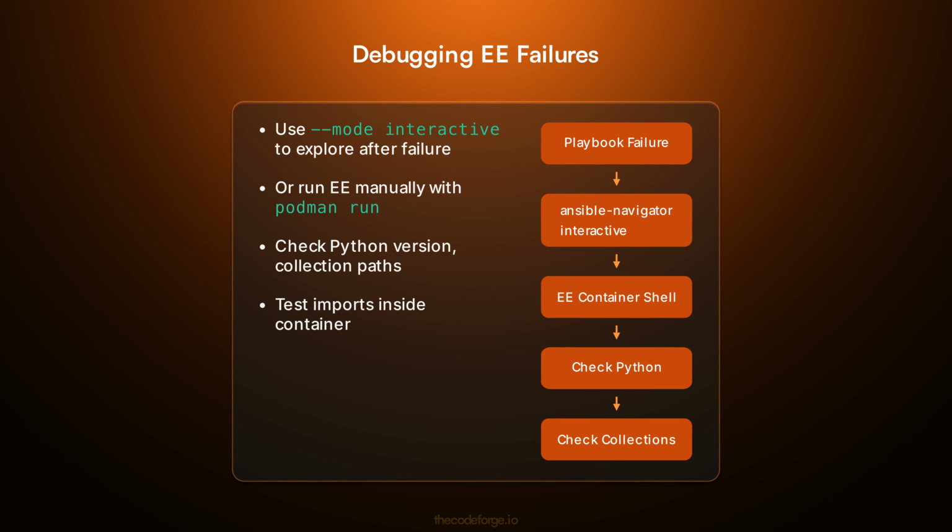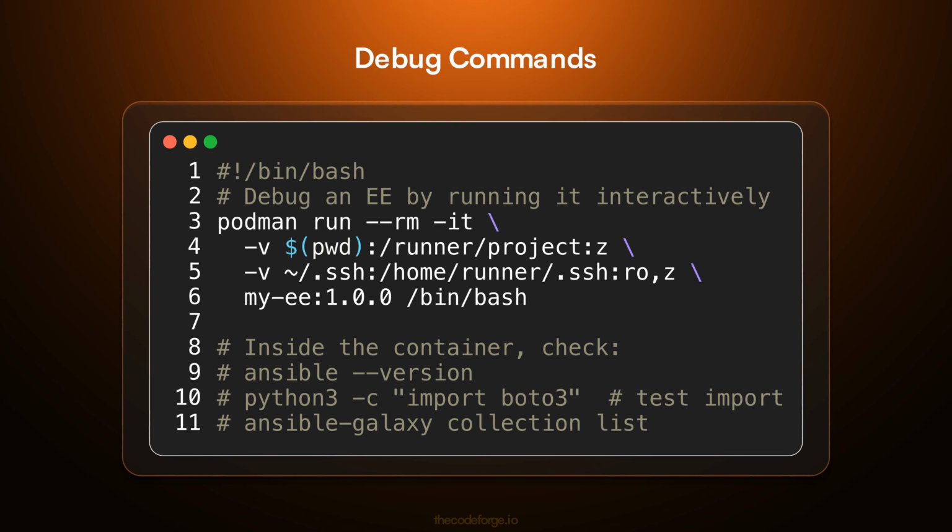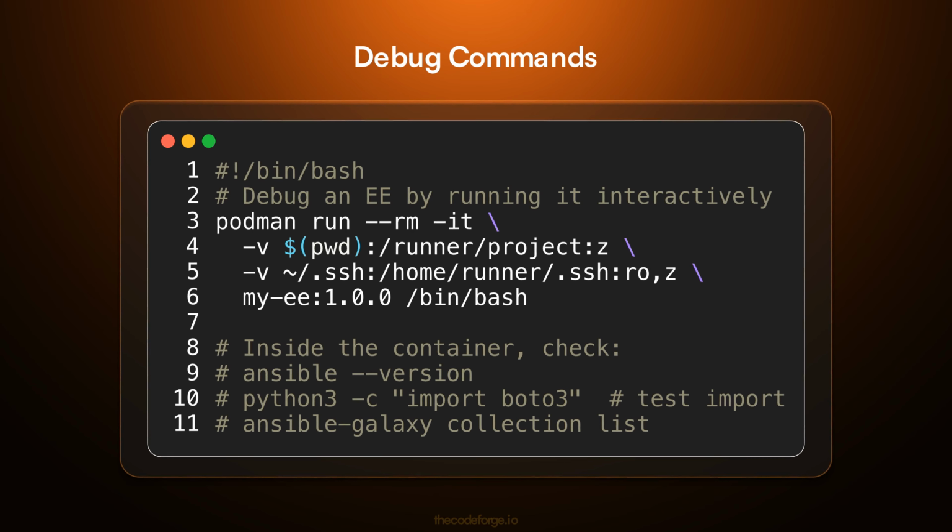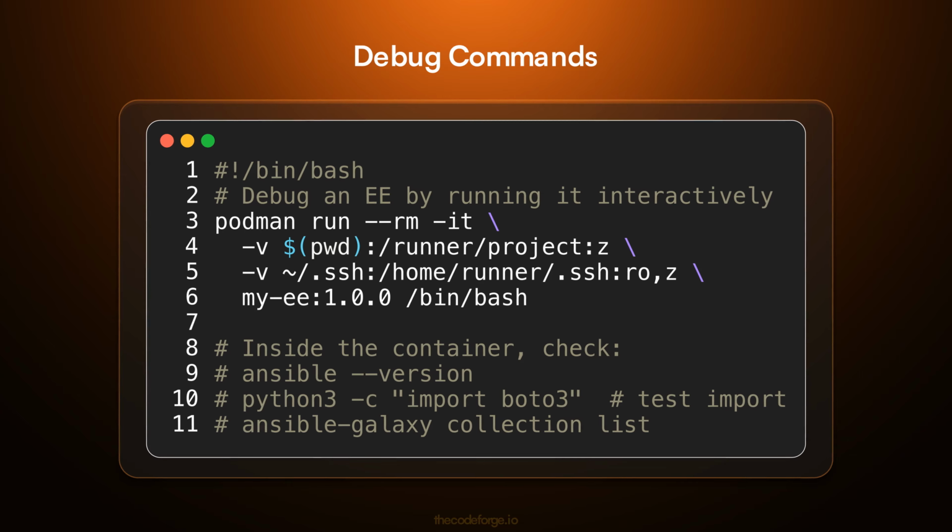Use ansible-navigator's interactive mode, or run the EE manually with podman run --rm -it my-ee:1.0.0 /bin/bash. Inside, check Python versions, collection paths, and test imports. This command runs the EE interactively, mounting your project and SSH keys. Inside, you can run ansible --version, test Python imports, and list collections. If a module is missing, add it to requirements.txt, and rebuild.